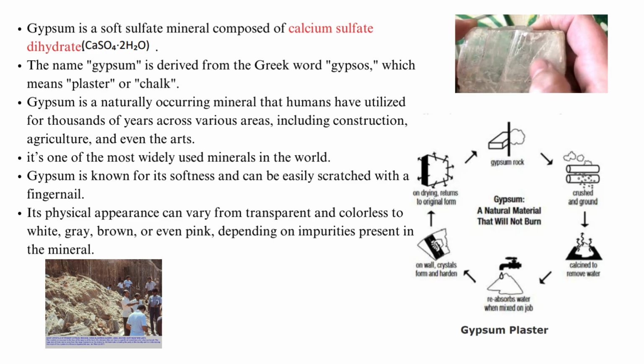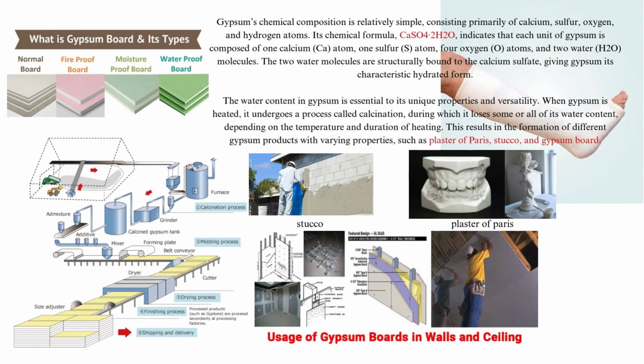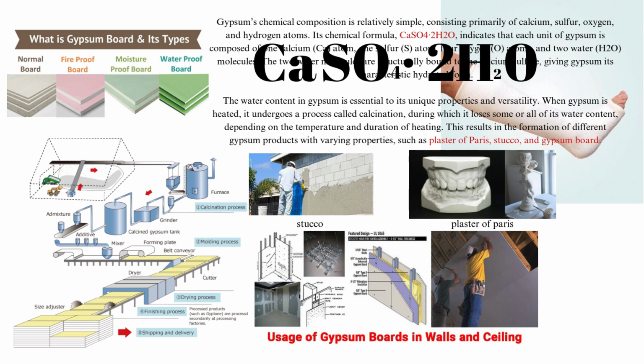Known for its softness, it can be easily scratched with a fingernail, and its physical appearance can vary from transparent and colorless to white, gray, brown, or even pink, depending on impurities present in the mineral. Gypsum's chemical composition is relatively simple, consisting primarily of calcium, sulfur, oxygen, and hydrogen atoms. Its chemical formula, CaSO4·2H2O, indicates that each unit of gypsum is composed of one calcium atom, one sulfur atom, 4 oxygen atoms, and 2 water molecules.